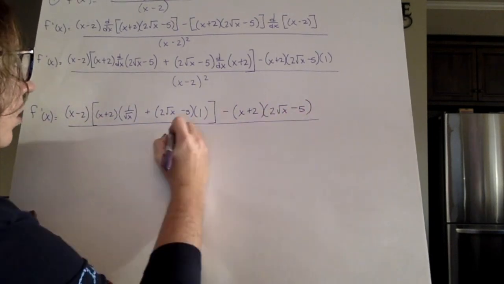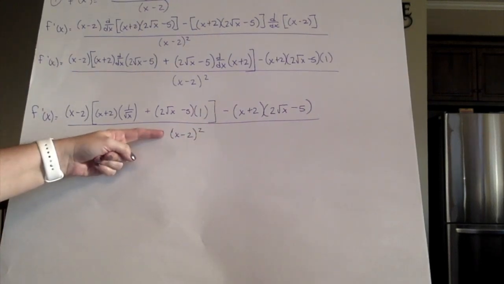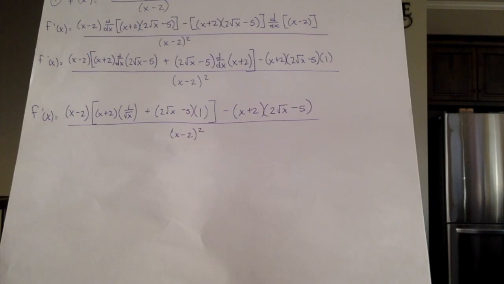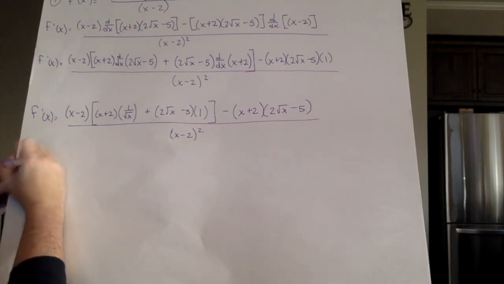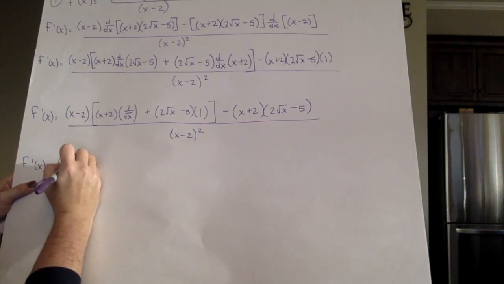And that's all over x minus 2 squared. Do you have to write this every time? The answer is yes. You do need to write it every time. All right. Next, we'll have x minus 2.